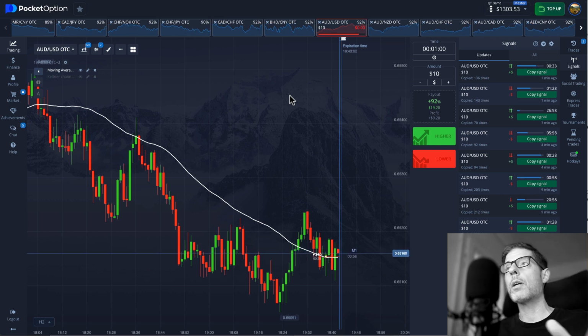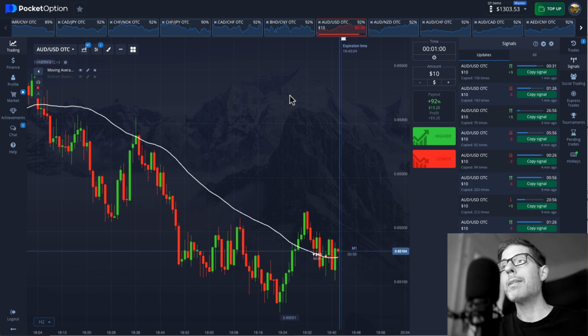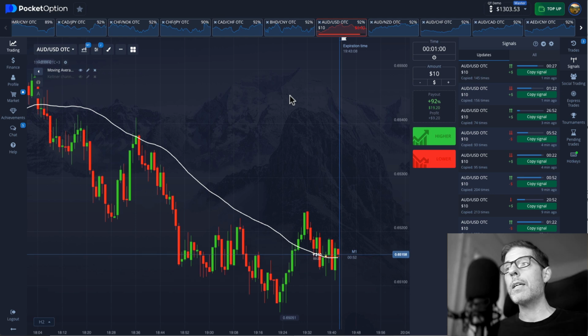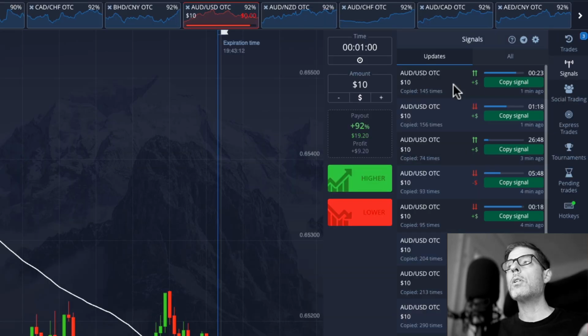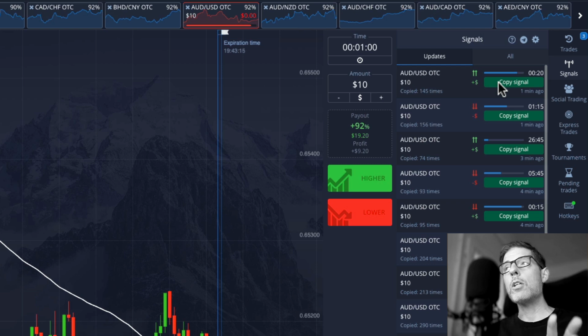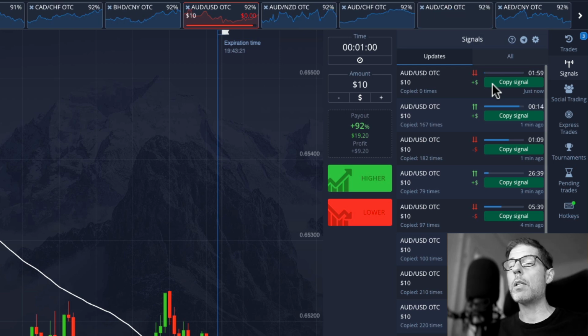So you don't have to figure out your expiration time. It's already built into the signal. It figures out everything for you, and then it places it on this list. All you have to do is click on Copy Signal. And as soon as you click on that Copy Signal button, you will enter the market immediately. So I just want to let you guys know about that.